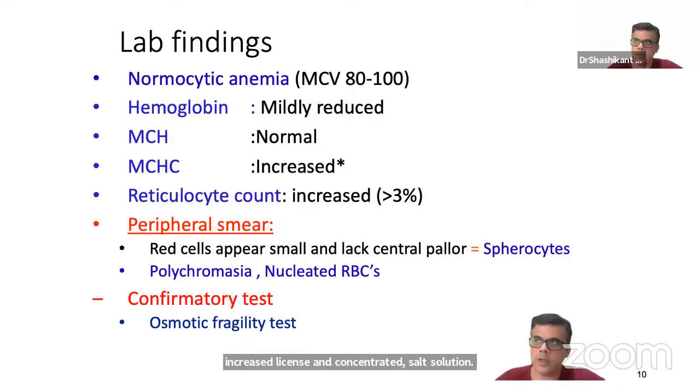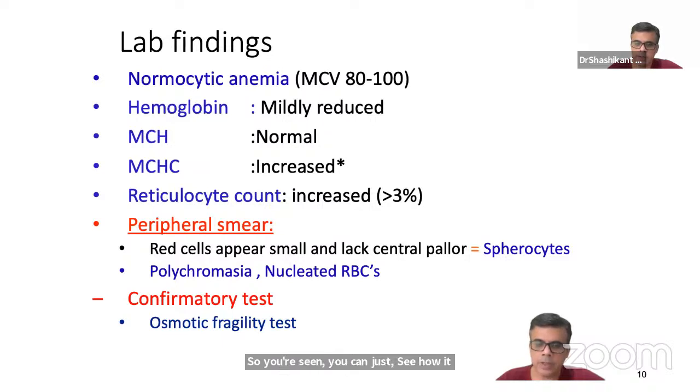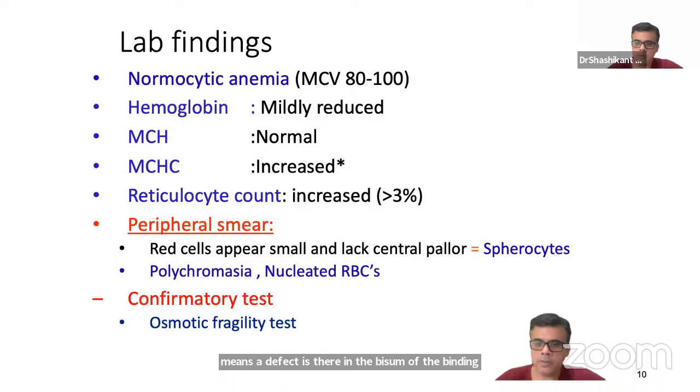Apart from that, you may do the EMA binding test. So eosin dye, you can just see how it binds to the RBC membrane, and an in vitro study can be done, and further it can be quantified by flow cytometry. So how much is the defect and all. So if eosin is not binding to the lipid bilayer, that means a defect is there, as some of the binding protein is absent. So that confirms the diagnosis of hereditary spherocytosis.